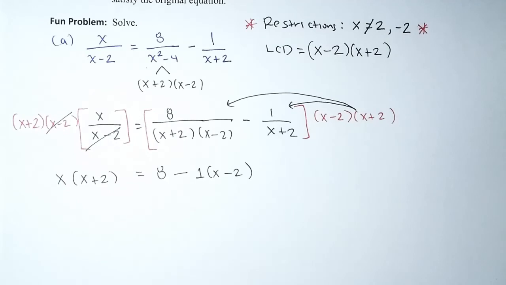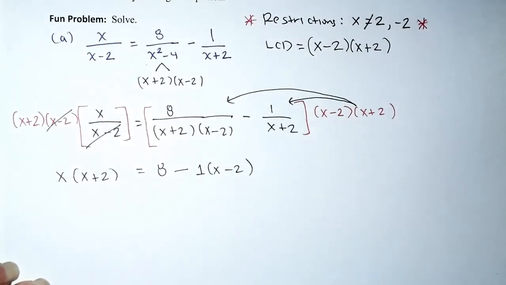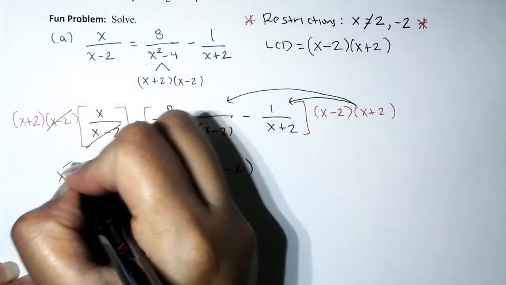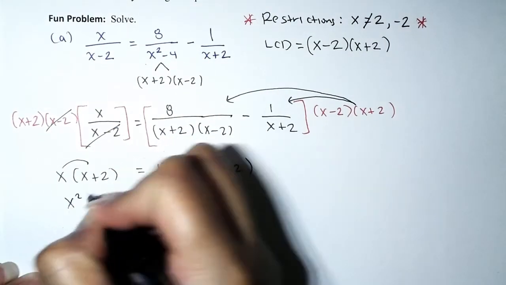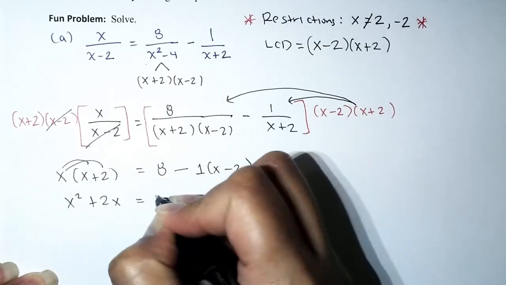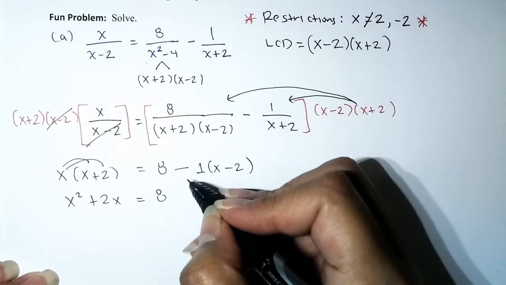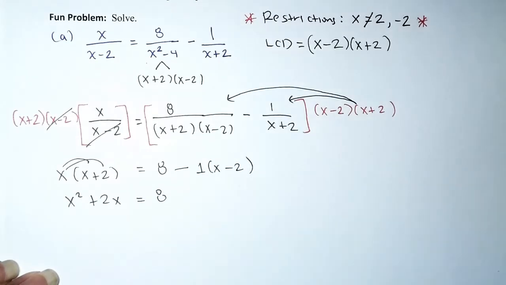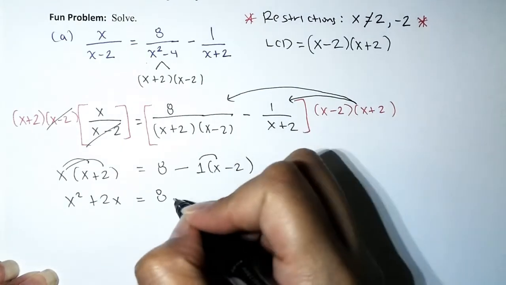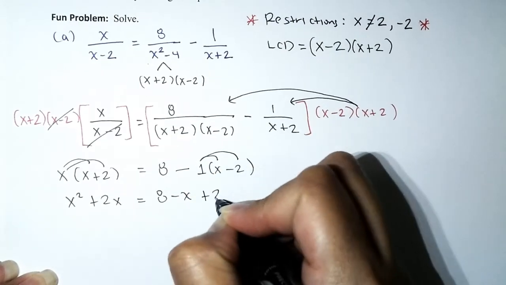Let's just use our skills from back in the day, from kindergarten. On the left side, let's distribute that x. x times x will give us x squared. x times 2 will give us 2x, equals 8. Let's distribute that negative 1. x times x will give us x squared. Negative 1 times x will give us negative x. Negative 1 times negative 2 will give us 2.